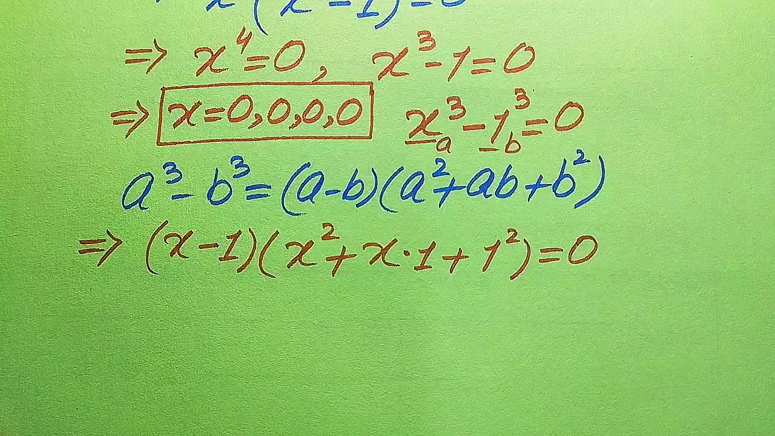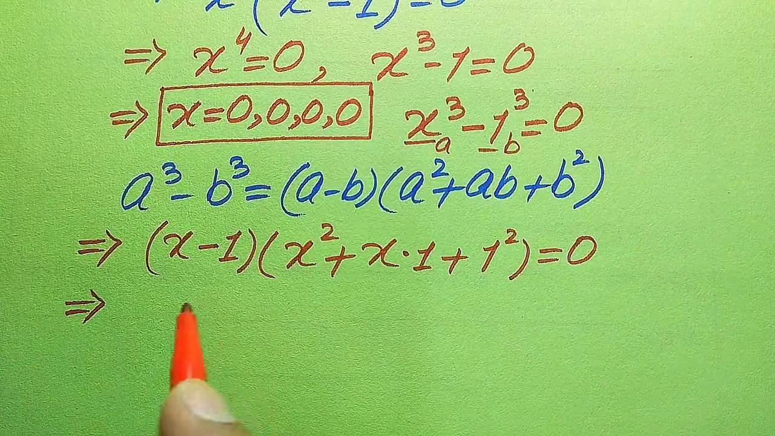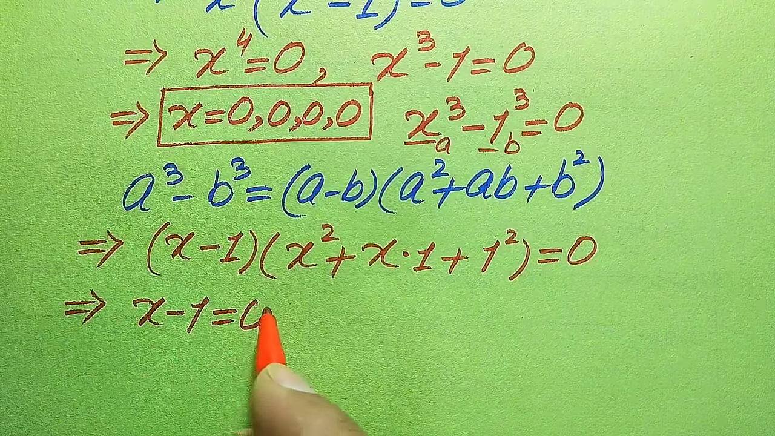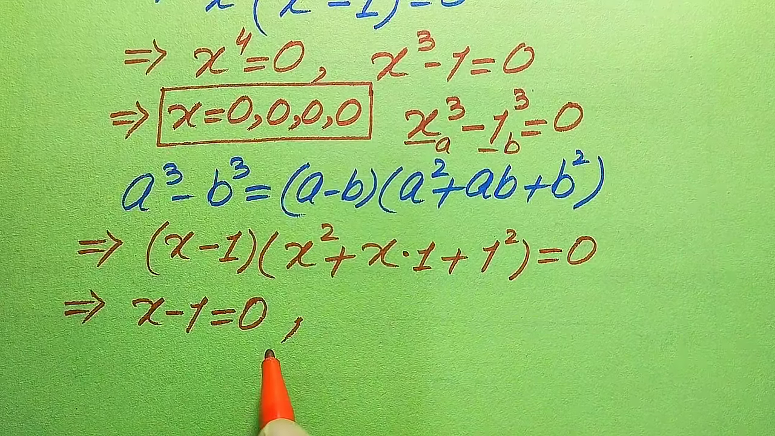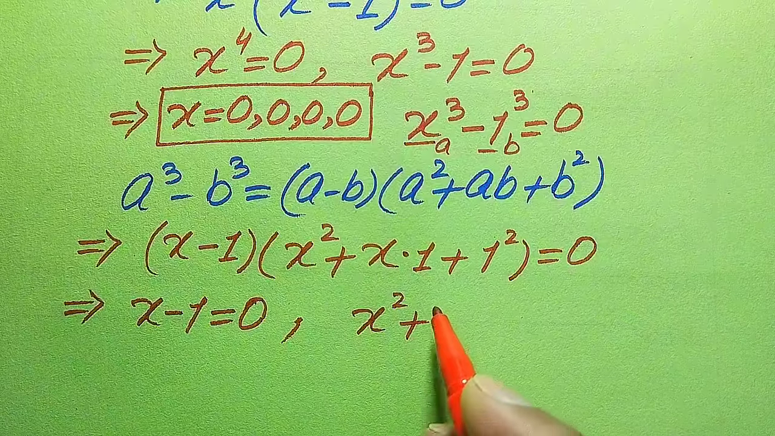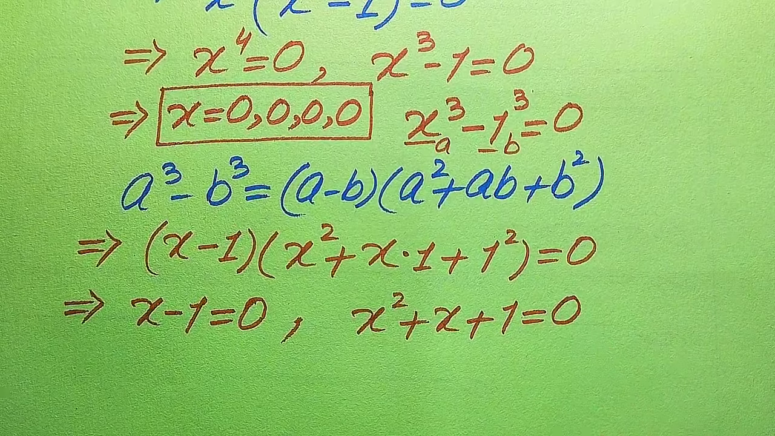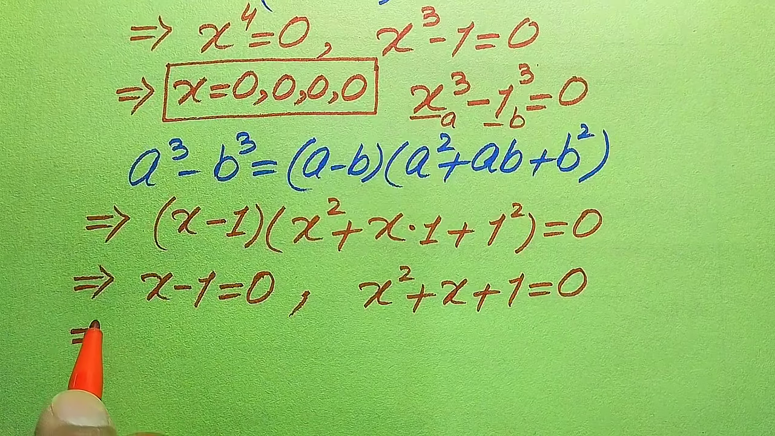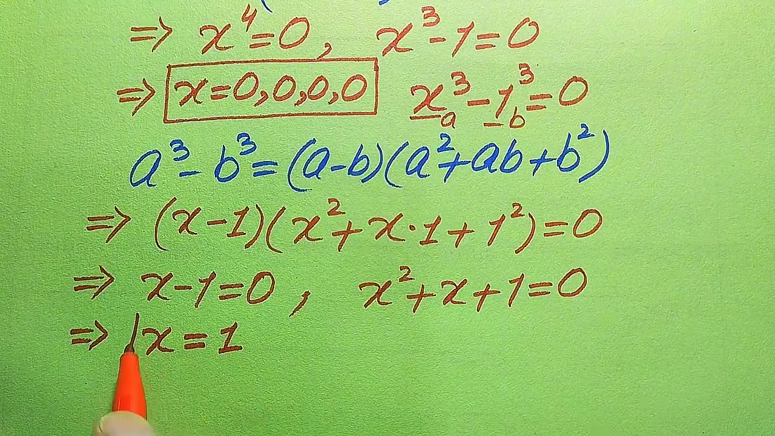And here further in the next step we need more simplifications, and it will be written as x minus 1 is equal to 0. We break this into two cases. The first case is x minus 1 equals 0, and the second case is x square plus x plus this 1 square becomes 1, and this whole equation is equal to 0. So from here we get the fifth root of the given equation, and that is x equals 1.